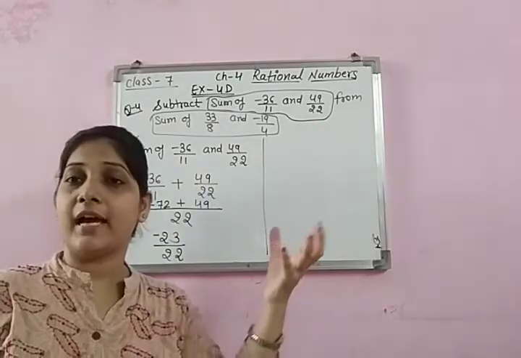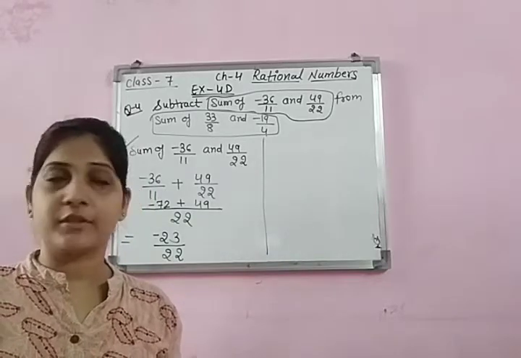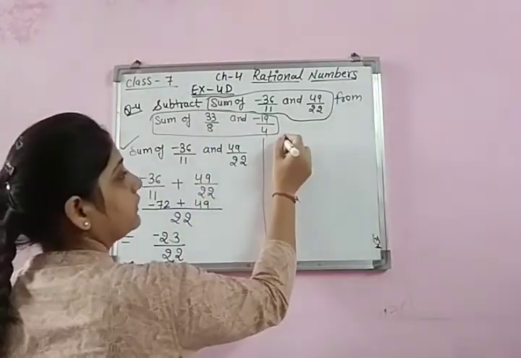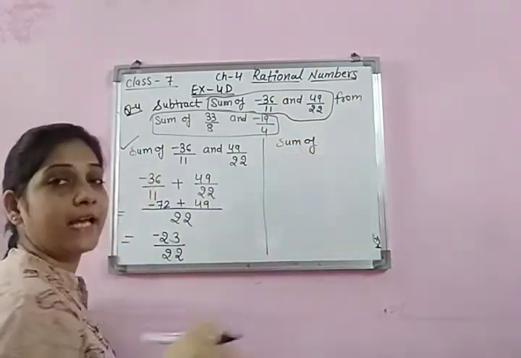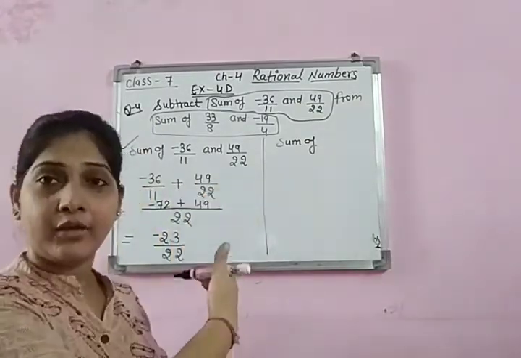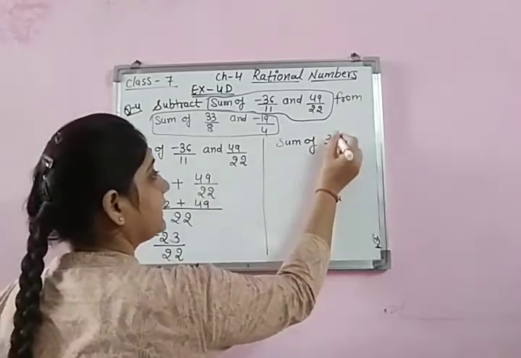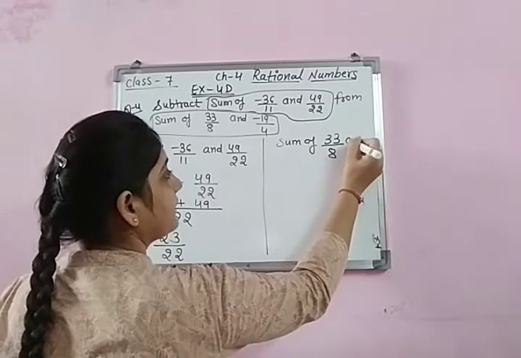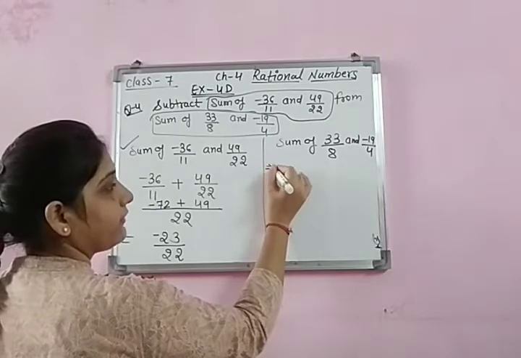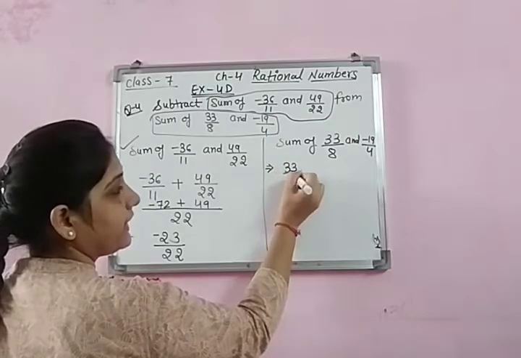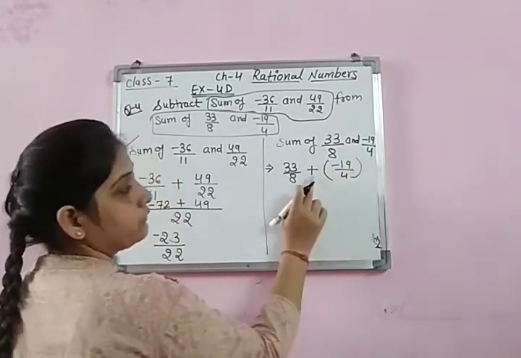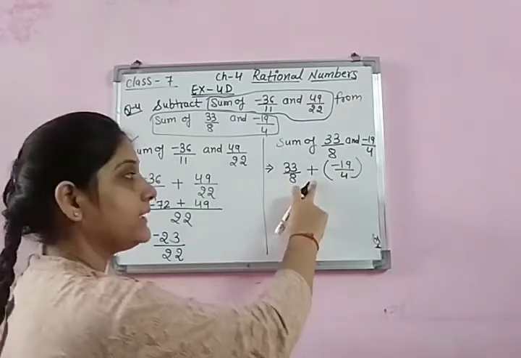What we have done, children, is break the question into steps. First I solved the sum of these two numbers. Now I am solving the sum of the next two. Please don't do it side by side; you have to do it at the bottom. Here I am doing it side by side because at the bottom I don't have space. Sum of 33 by 8 and negative 19 by 4. So again I am finding the sum: 33 by 8 plus negative 19 by 4. Because I am doing addition, I have to write the plus sign.